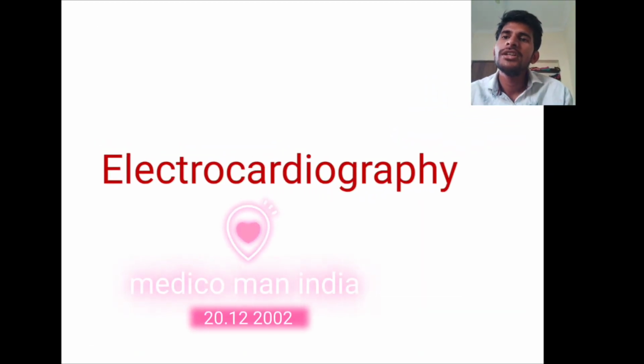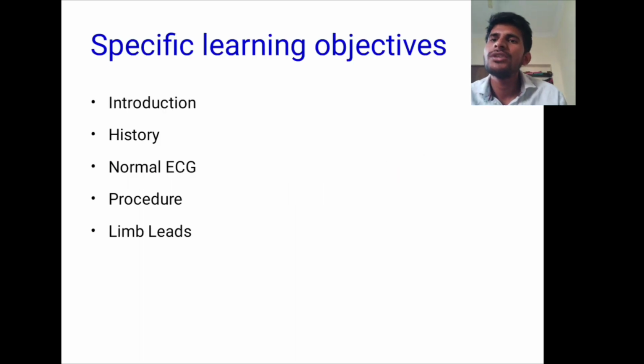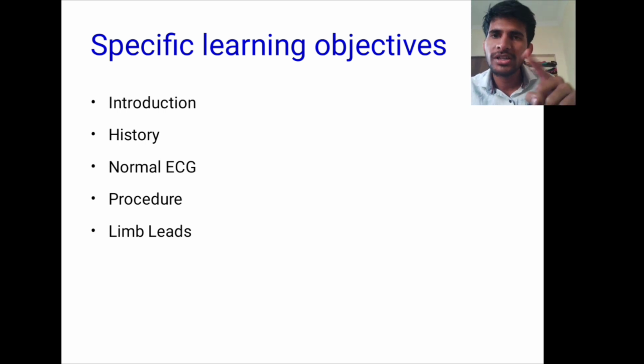Today we are dealing with electrocardiography. It is a very simple, basic video. After that, I will make a video on how to read an ECG. ECG is electrocardiogram. So what are the learning objectives? Introduction, history, normal ECG, procedure, and limb leads. First, we will get the overall overview, like what an ECG is, what the types of limb leads are, how we determine the potential, and what the different segments and waves of the ECG graph are.